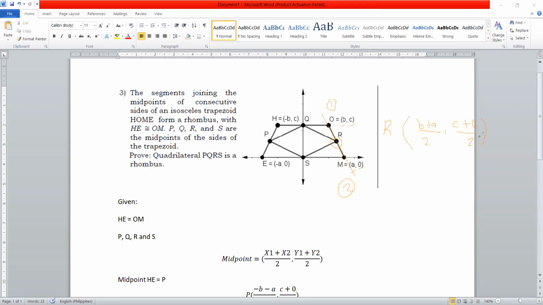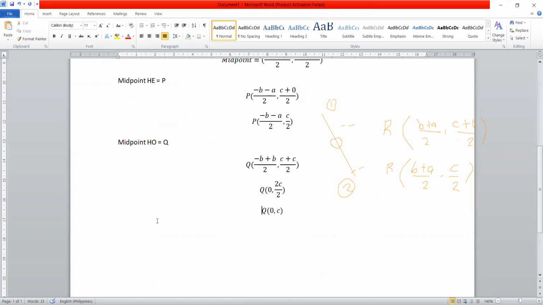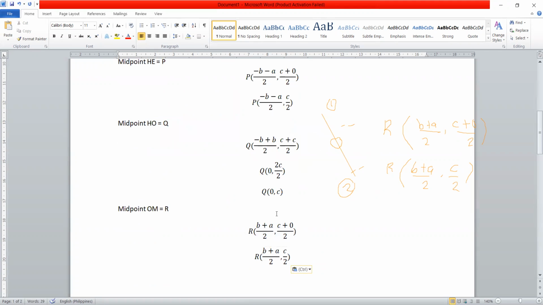So again, simplifying this further, you have there R is B plus A over 2. And C plus 0 is simply C, so that's C over 2. So I'll write that again below. So we have here the midpoint of OM, or point R, is B plus A over 2 and C over 2.